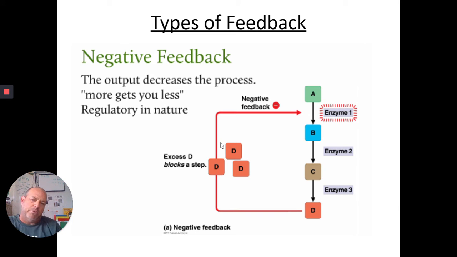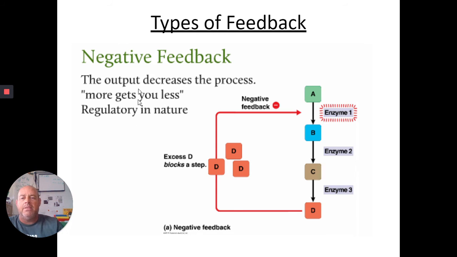And so it is more regulatory in nature. It works for clotting, it works for homeostasis. When you get cold, you shiver, and that resets you back to being warmer. When you get hot, you sweat, that resets you back to being cooler. So a lot of these regulation mechanisms in our body use negative feedback loops.